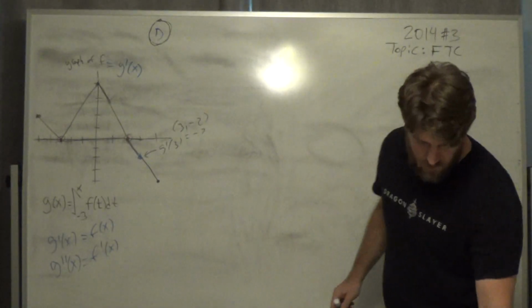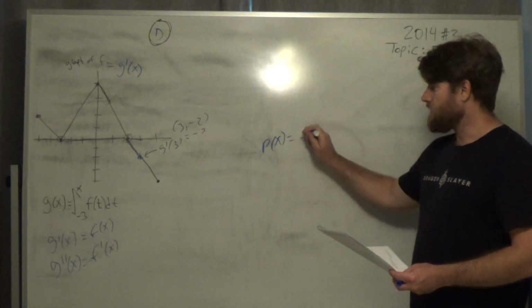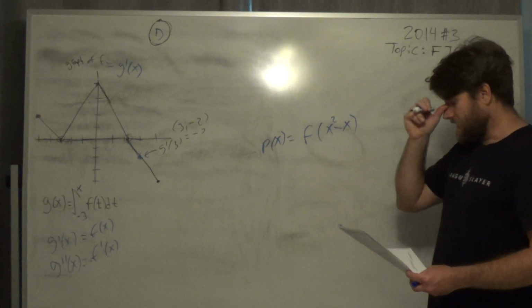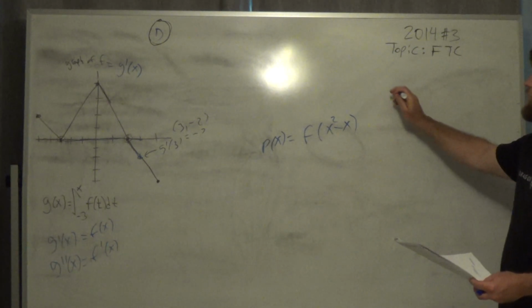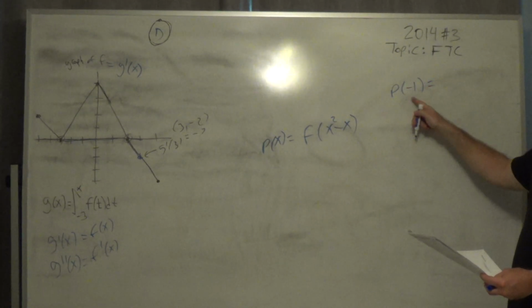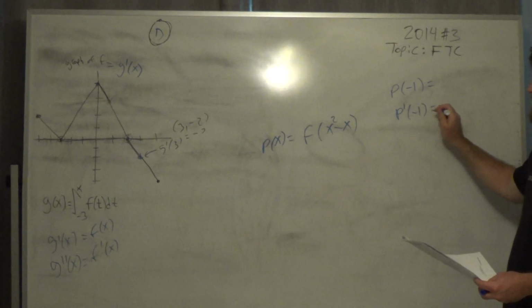All right, let's look at part D. Part D, they say p of x is f of x squared minus x, and they want the slope of the tangent line when x is 1. Well, the slope of the tangent line means you need a point, so we need to know what p of 1 equals, and a slope. What does p prime of 1 equal?